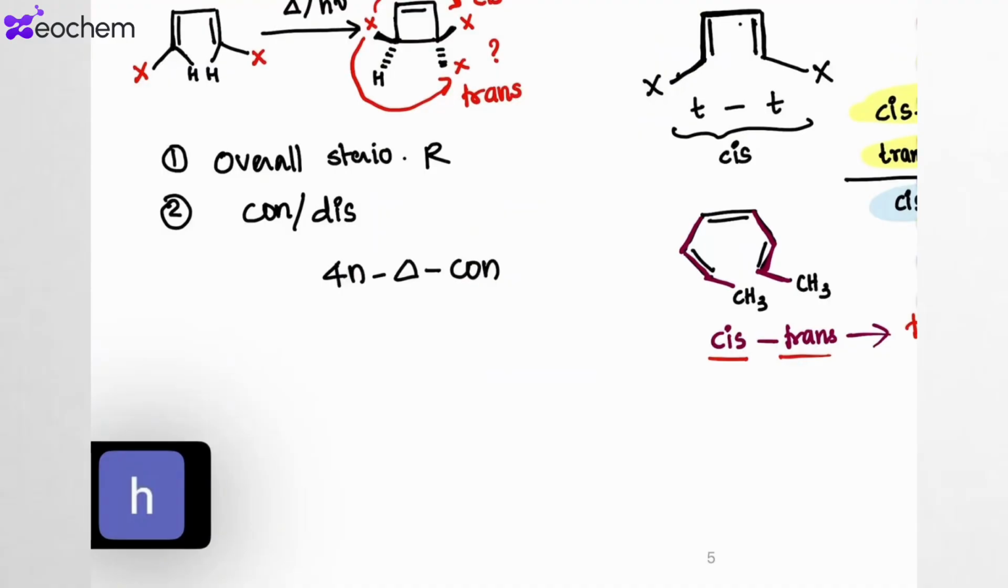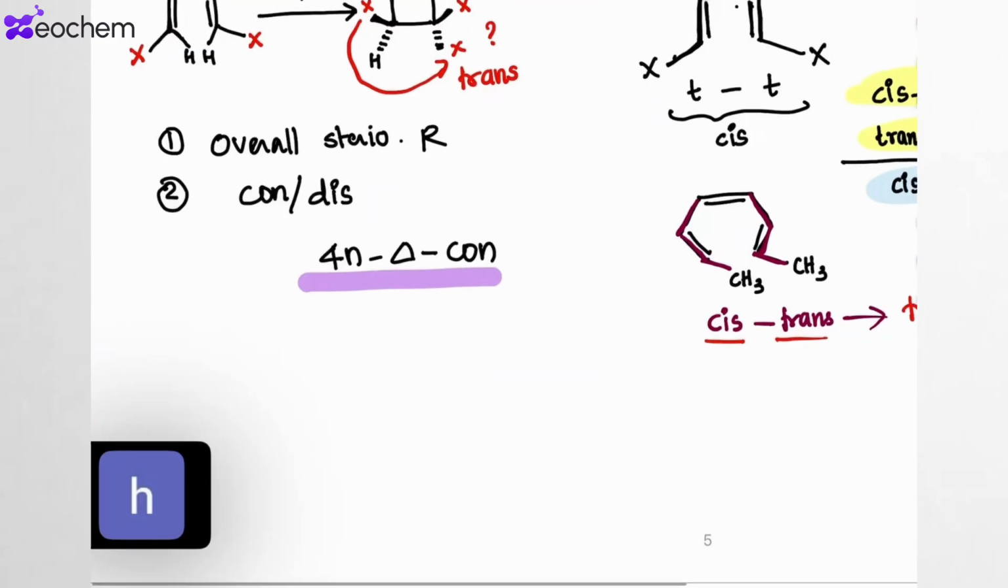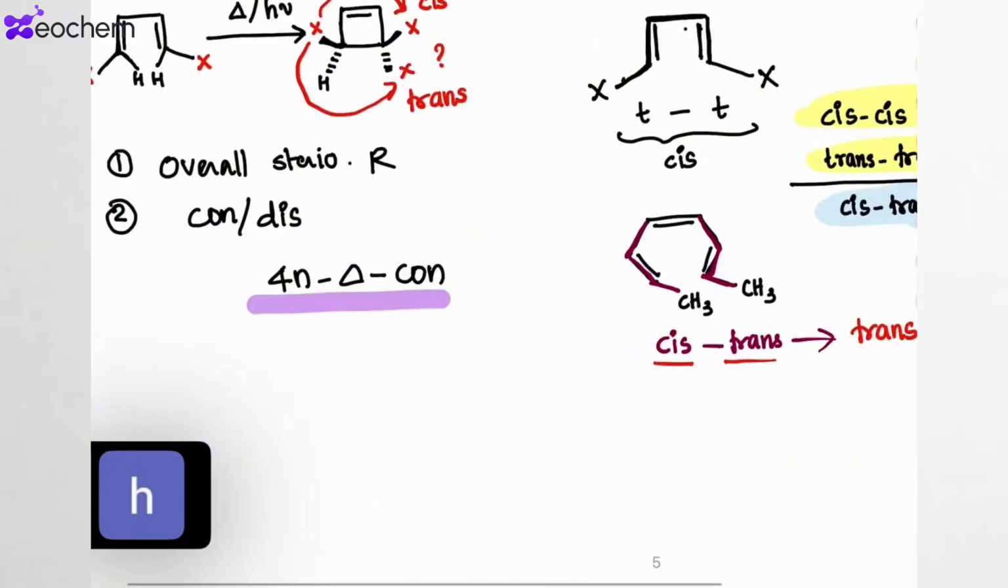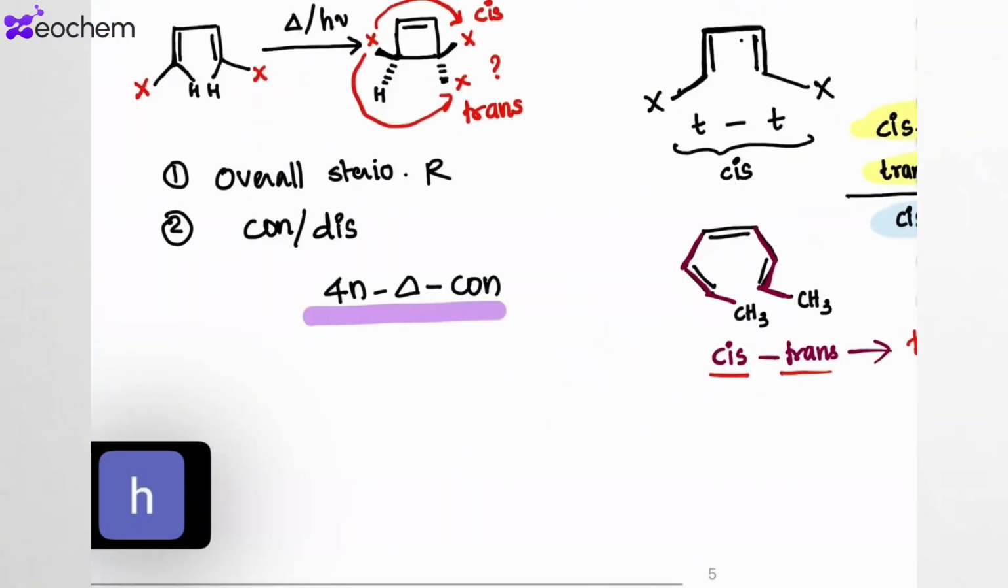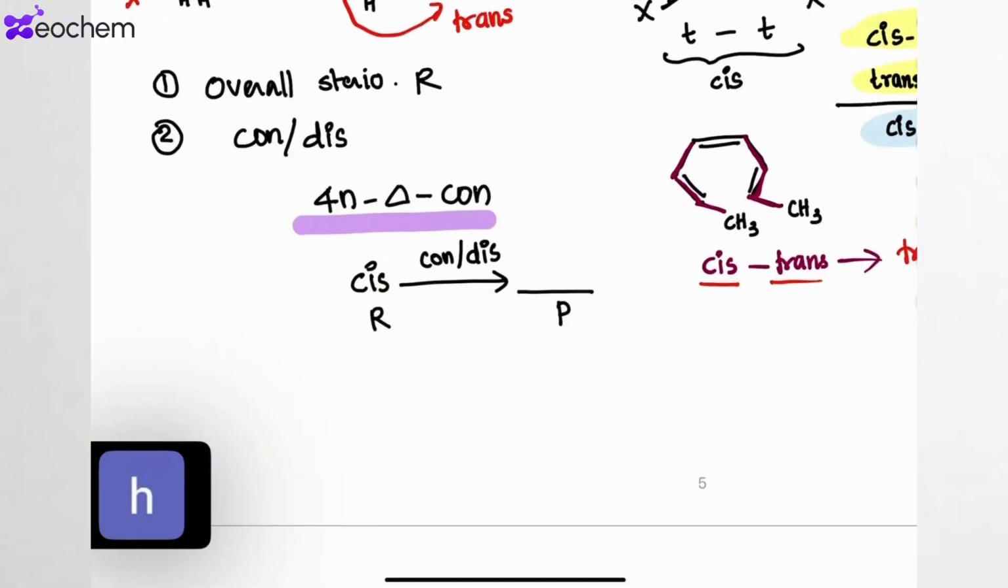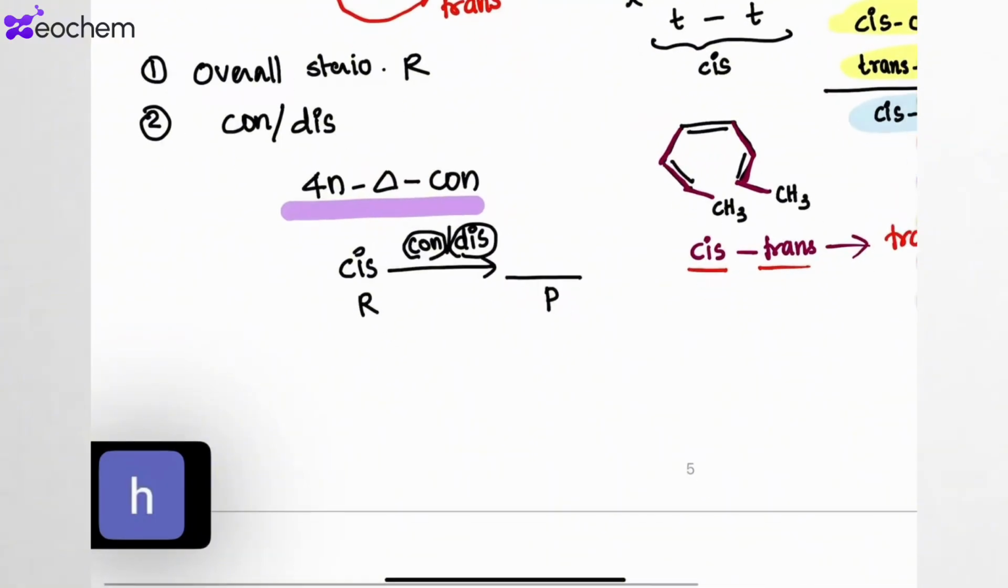And if 4n delta is known, we'll find, like I mentioned earlier, the other 3 relations from this single relation. Suppose we already determined the starting stereochemistry of the reactant molecule, and that time we got cis. And depending upon whether conrotation or disrotation is happening, we will get the stereochemistry of the product molecule. And now I'll explain what this con and dis means.